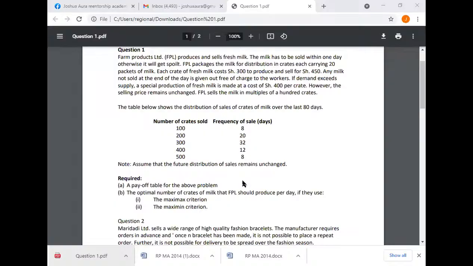Okay, so here they have asked us, ladies and gentlemen, to do what? They have asked us to make a payoff table for the problem. How will this payoff table look like? You can see the number of crates sold here from our historical records. There are days we sold 100, there are days we sold 500. So then my payoff table, I'll have to copy from this.